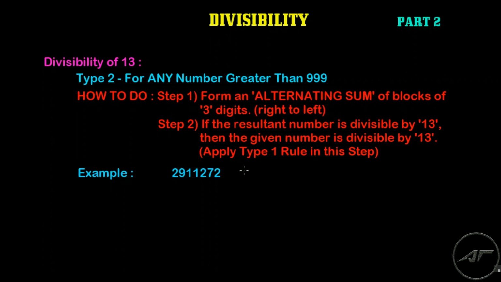Now let's check it out for the number 2911272. Here, forming the blocks of 3 digits from right to left, we have the first block, the second block, and the remaining part. Therefore, we will now form an alternating sum out of these 3 blocks, starting from right to left. Taking these 3 blocks from right to left, we have 272 minus 911 plus 2. This is going to be our alternating sum.